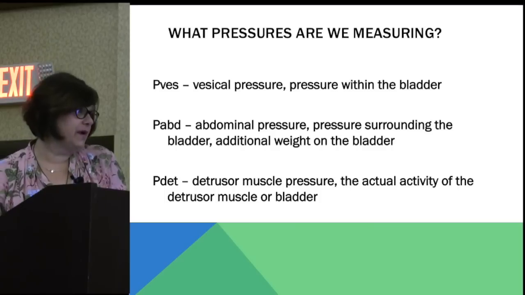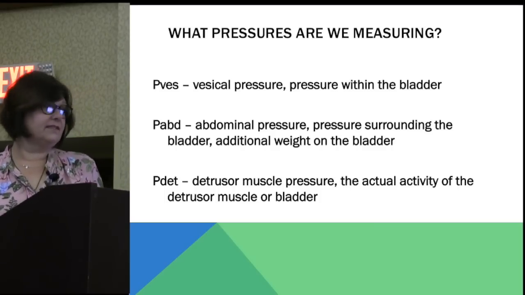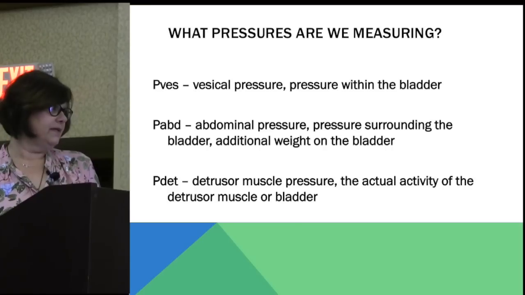Okay, so again, the pressures we are measuring, I went over earlier. The PVES is the vesicle pressure, or the pressure within the bladder. The PAB is the abdominal pressure, and it's the pressure surrounding the bladder.